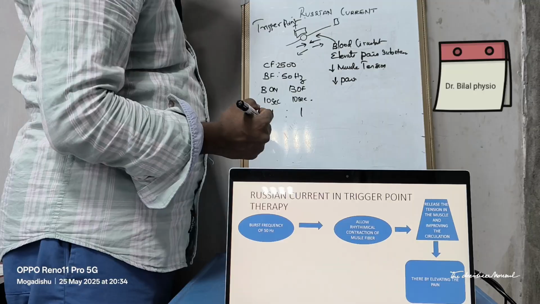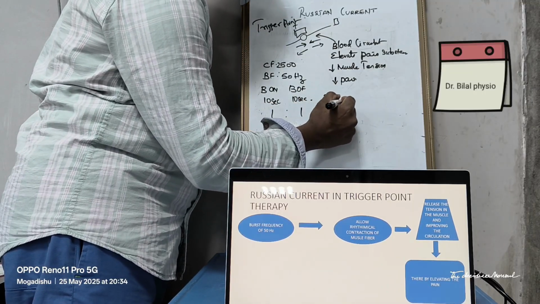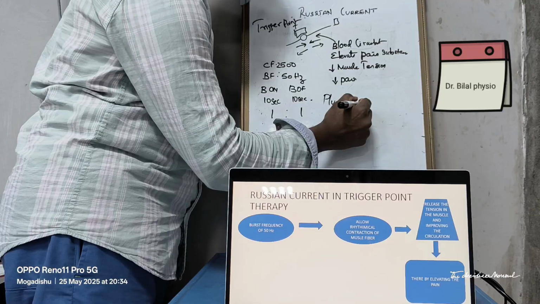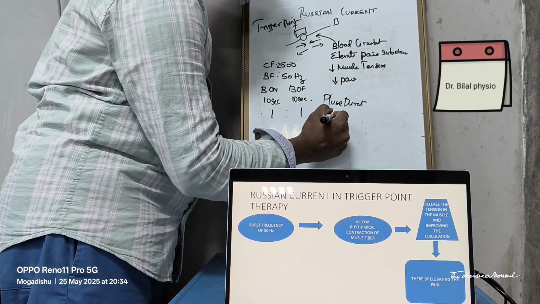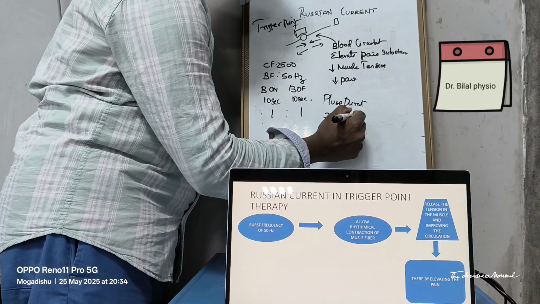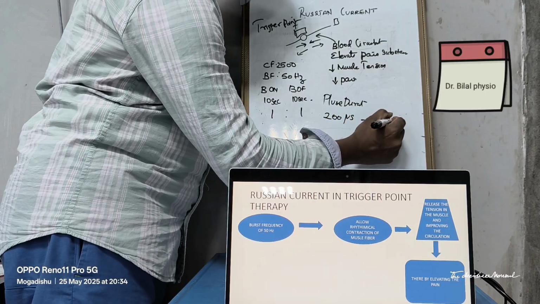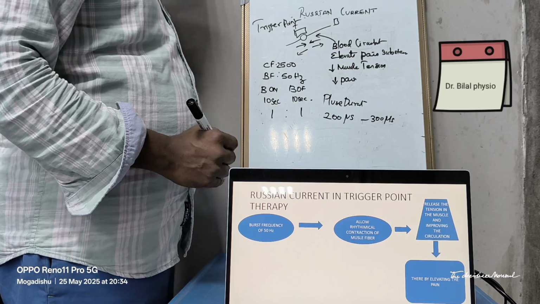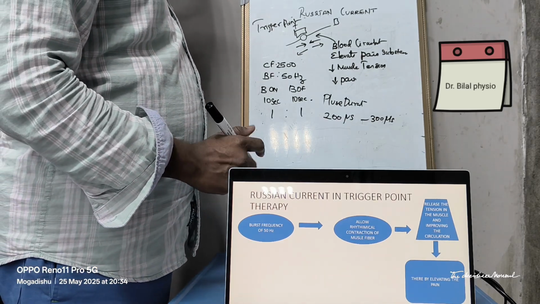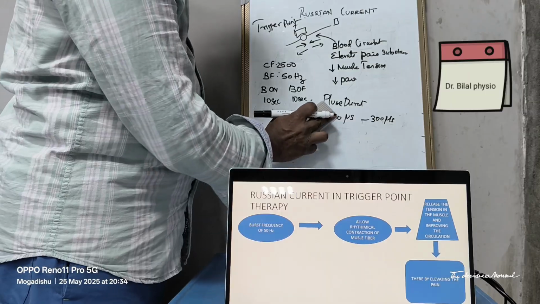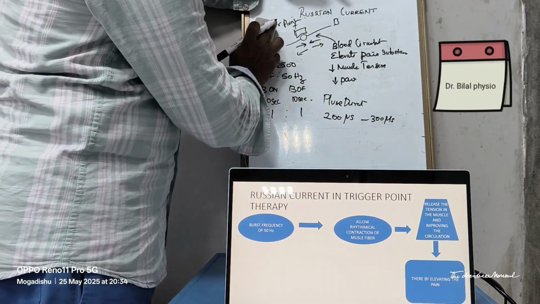With the pulse duration, some machines have a pulse duration setting. Maximum we can set 200 microseconds to 300 microseconds. This we can see in some machines, and in some machines we can't see this. This is for the trigger point.